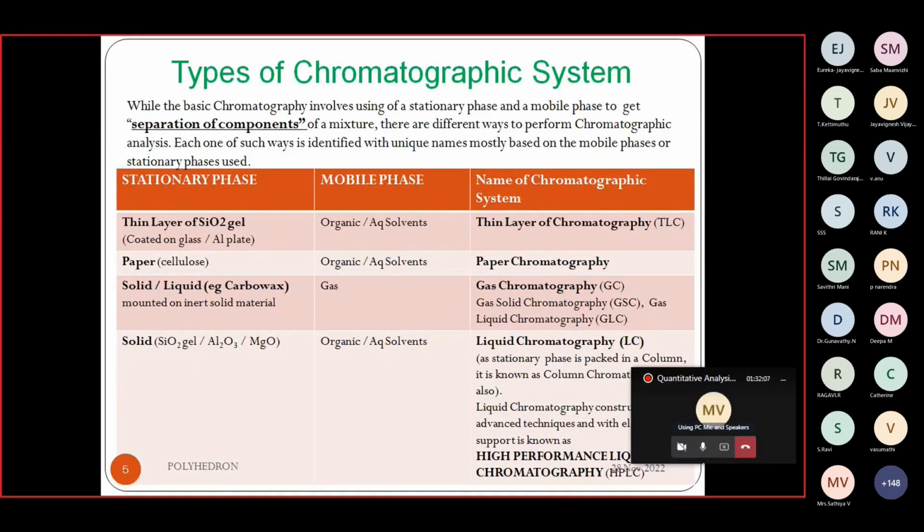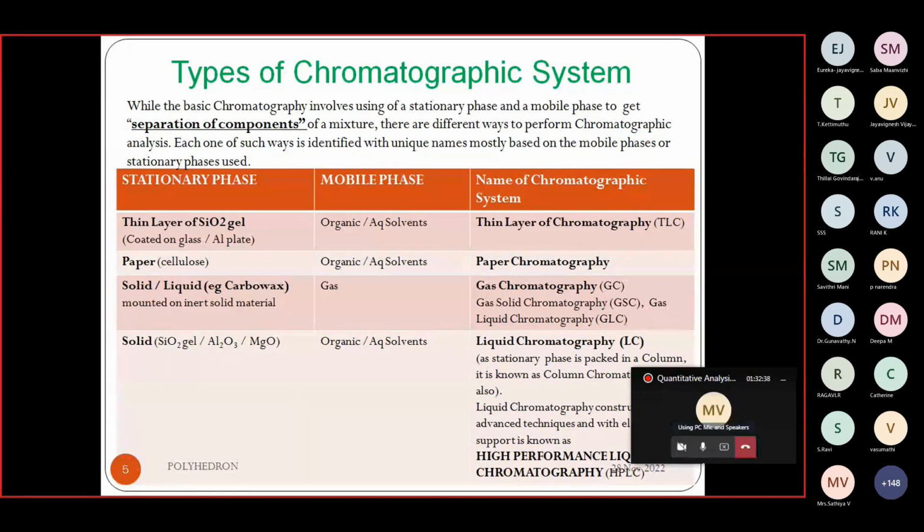How to name each chromatography system, here we are. I would like to explain thin layer chromatography. See, it is named with their own ease. Commonly known chromatography, one is thin layer chromatography. In thin layer chromatography, the stationary phase is a thin layer of silica gel, and the mobile phase is an organic solvent.